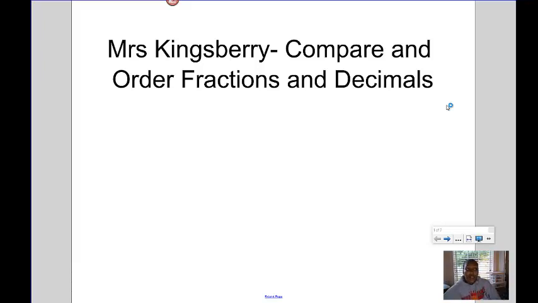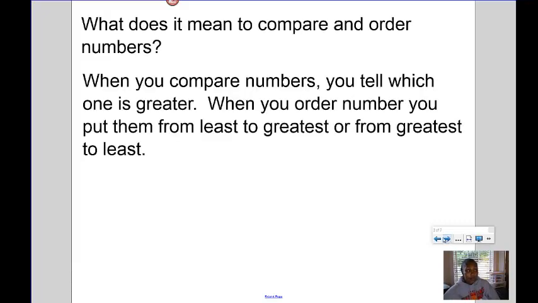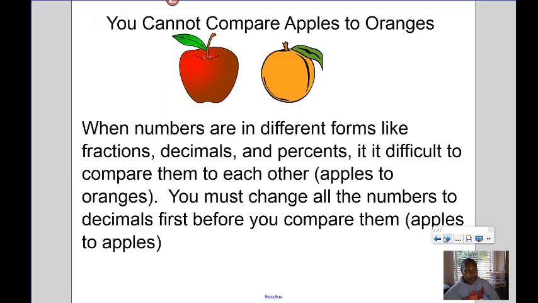So today's video is about comparing and ordering fractions and decimals. So what does it mean to compare and order numbers? When you compare numbers, you tell which one is greater. When you order numbers, you are putting them from least to greatest or from greatest to least.